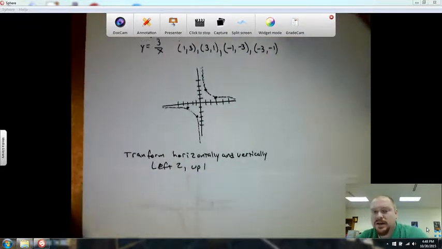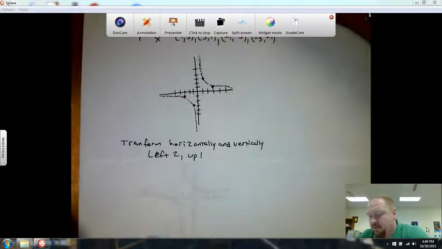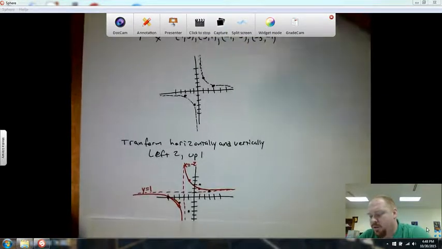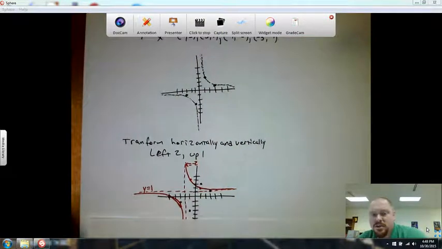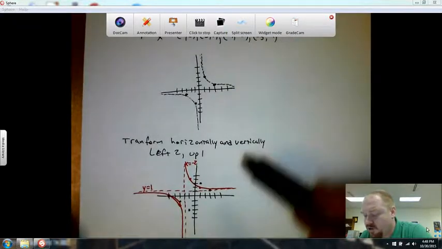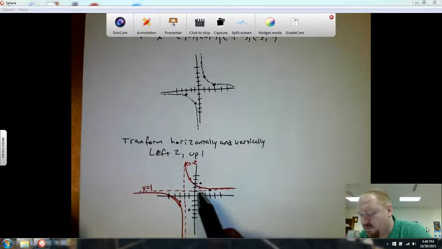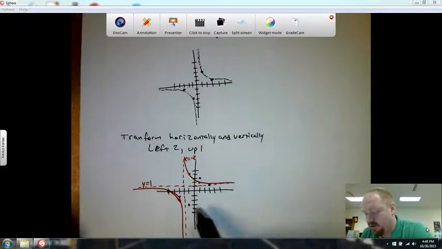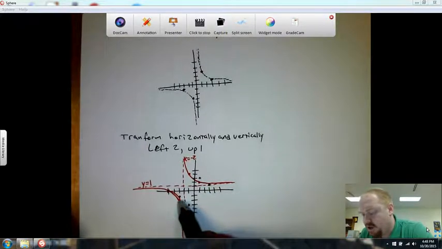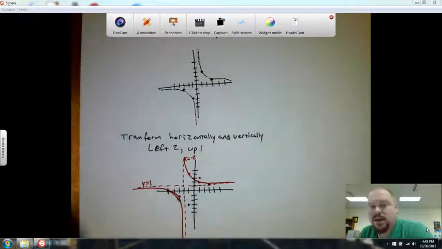So I did list that. Now, the black points were my original points from the other graph. Now, what you can see is that I took them, I went left 2, up 1. Left 2, up 1. Left 2, up 1. And I plotted those in red.